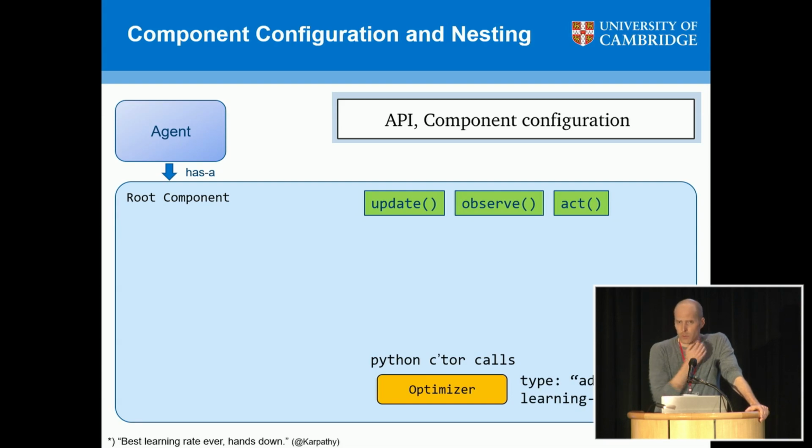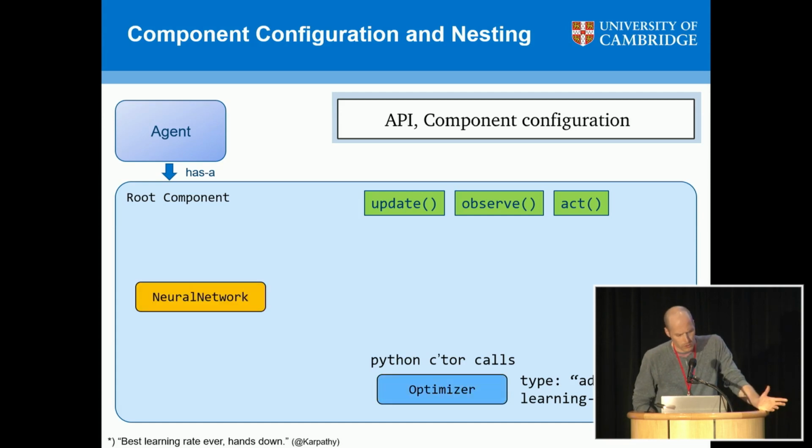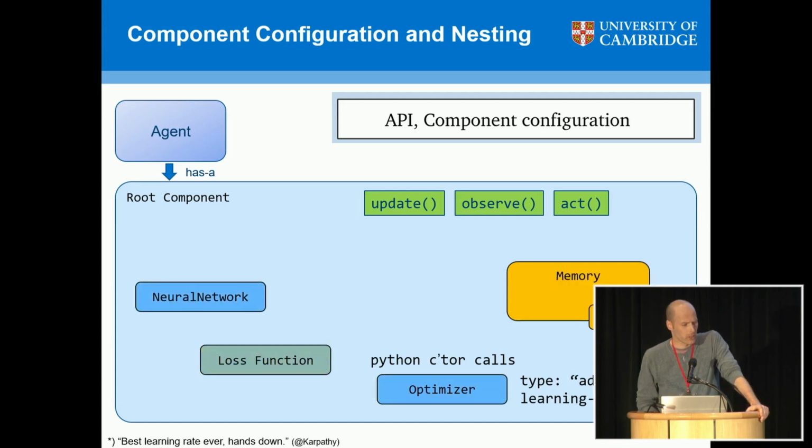And now we're going to create subcomponents, and we're going to place these subcomponents into the root component. So these are the components that we need to execute the algorithm. We need an optimizer. These are simple Python constructor calls. You pass them some configuration parameters as constructor arguments. You create an optimizer, you place it into the root component. You do the same. We also need a neural network, we need a loss function, and we need a memory.